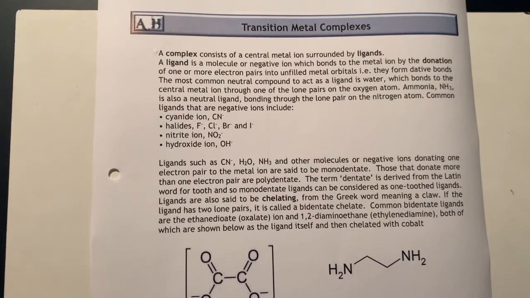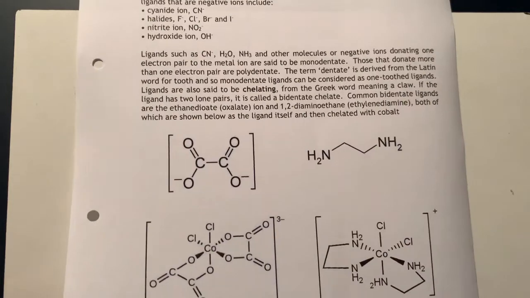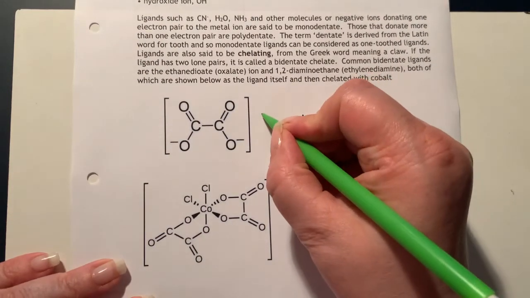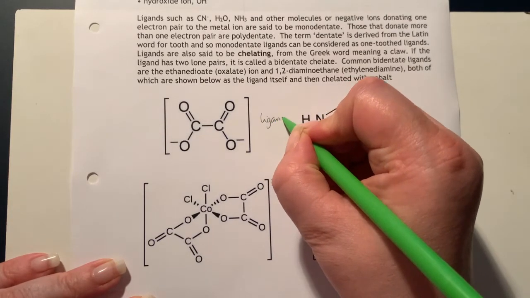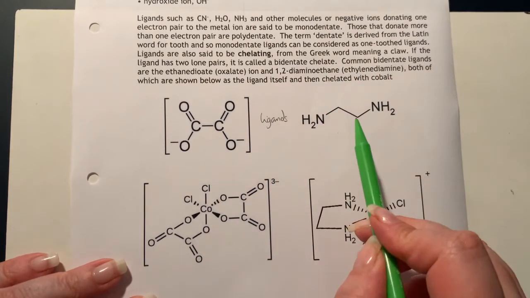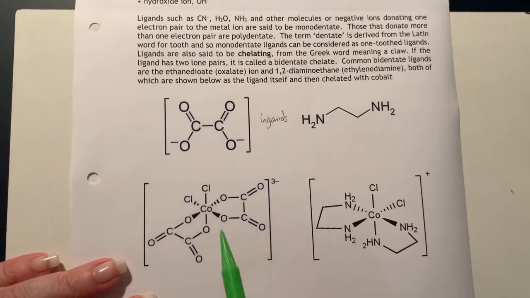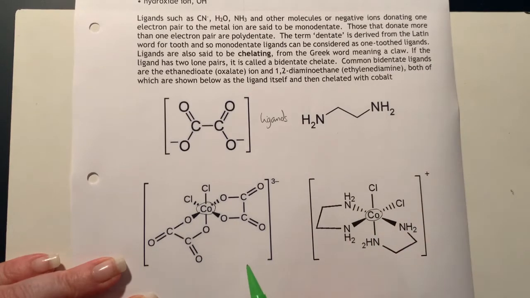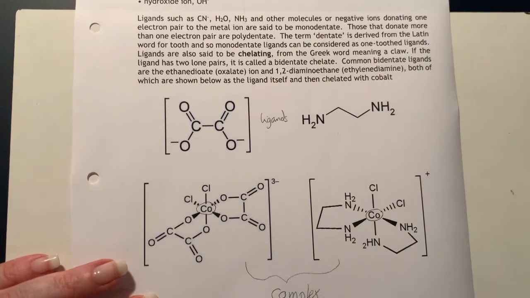Transition metal complexes. A complex consists of a central metal ion surrounded by ligands. So to put that into context, at the bottom of the page, the top two we would have said would be ligands, these two top diagrams, whereas here, where we've got the central metal, put in both of these, would be a complex.